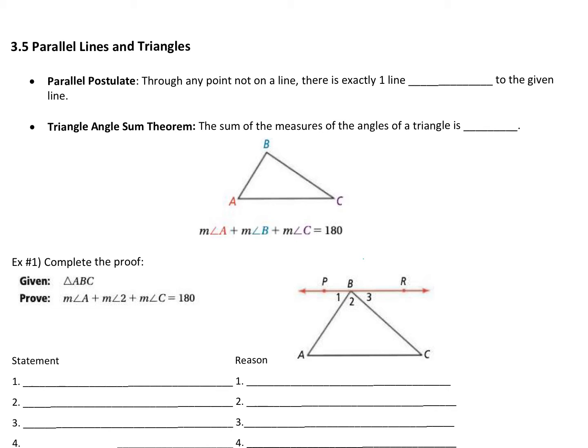Lines and triangles starts with this postulate. It's called the parallel postulate. It says through any point not on a line, there is exactly one line parallel to the given line, okay?